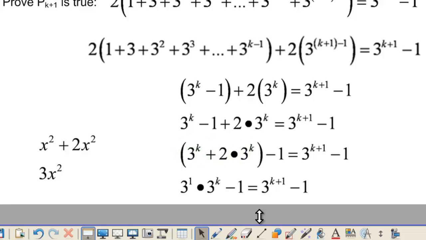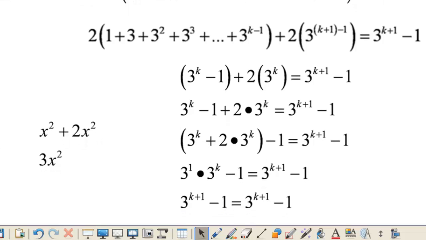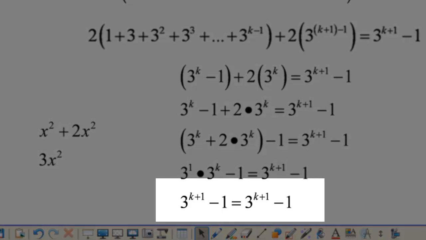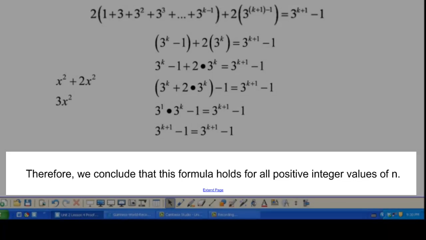3 is raised to the first power, understood. So when I use my laws of exponents, this yields 3 to the k plus 1, and that indeed equals 3 raised to the k plus 1 minus 1. We just proved that if we input k plus 1, that it is true. So by mathematical induction, we can conclude that the original formula holds for all positive integer values of n.